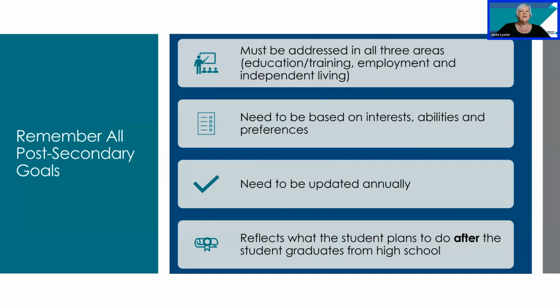Here are things to remember for all post-secondary goals. All post-secondary goals must be addressed, all three areas: education and training, employment, and independent living. They should be based on interests, abilities, and preferences that have been determined through assessment. Each of these goals must be updated annually. And keep in mind that these goals should be reflective of what a student will do after they graduate from high school.